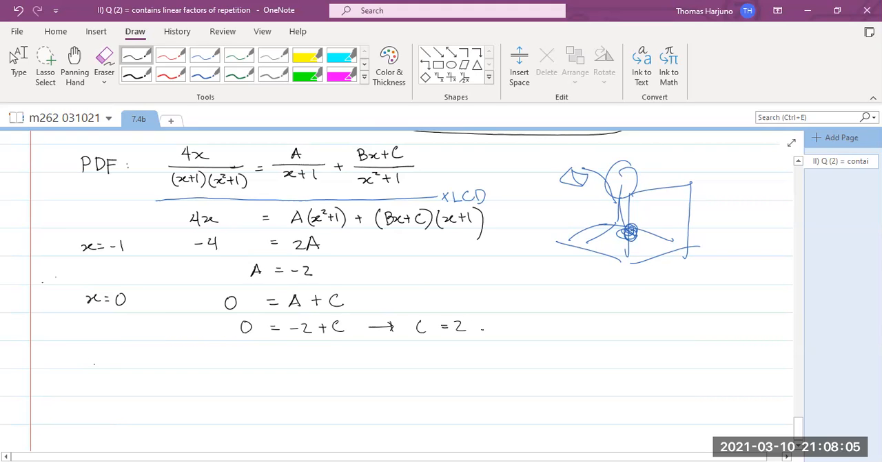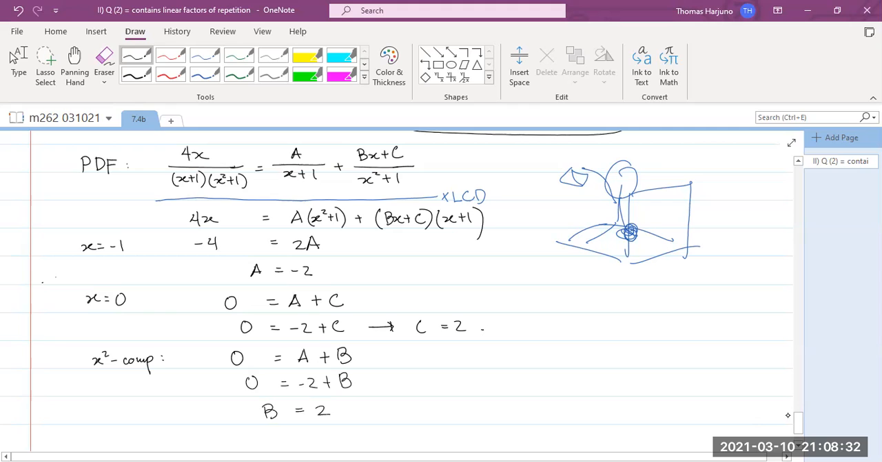Okay, and then the x squared component on the left-hand side, the coefficient of x squared is 0. On the right-hand side, the coefficient of x squared is A plus B. So that's 0 equals -2 plus B. Therefore, B equals 2.